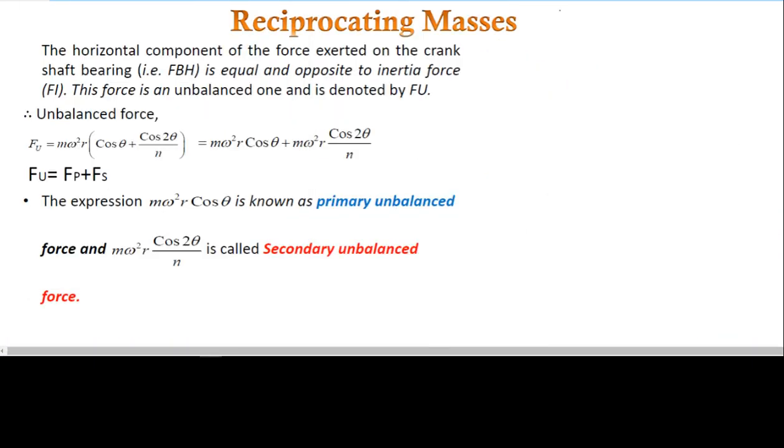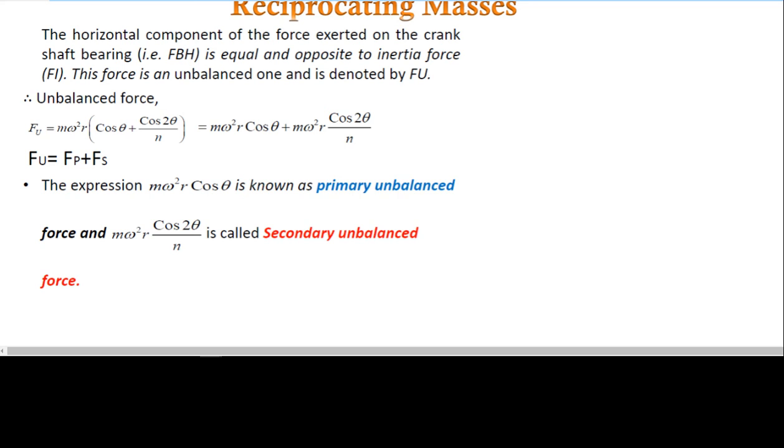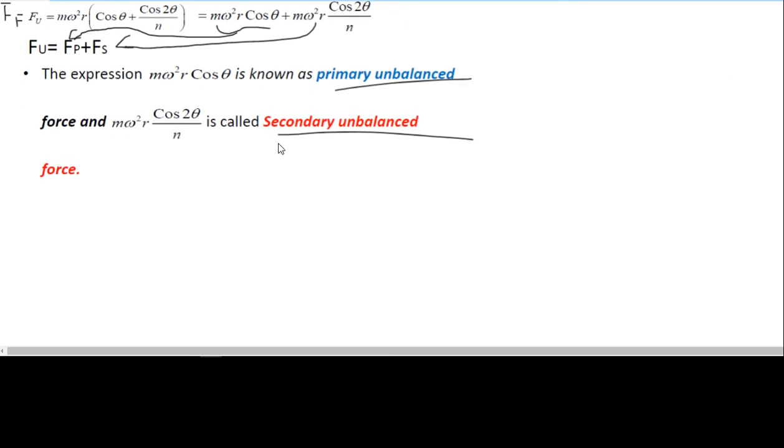Okay. So continuing with the balancing of reciprocating masses, we have now seen that the horizontal component of the force exerted on the crank bearing, FBH, is equal and opposite to the inertia force, and we have found that the total unbalanced force Fi is equal to Fu, which is mr omega square cos theta plus the secondary term, and that this is known as the primary unbalanced force and this is known as the secondary unbalanced force. Now we should consider these two forces.